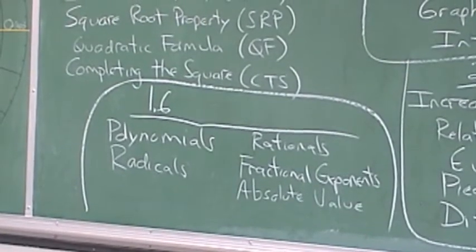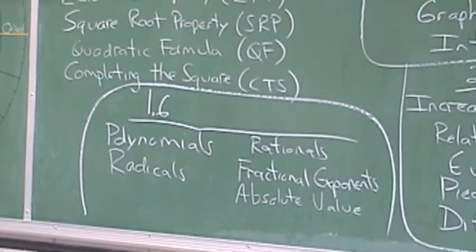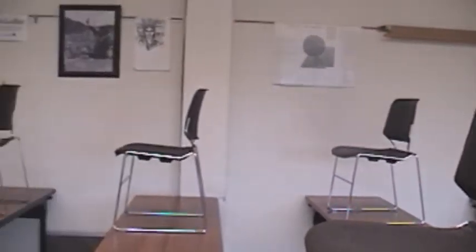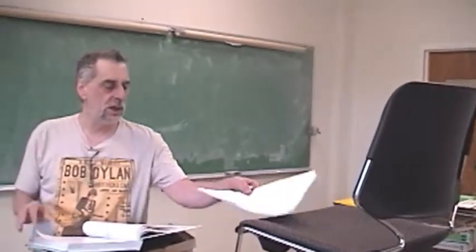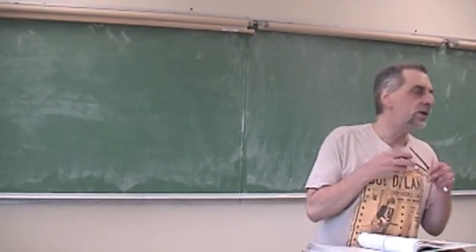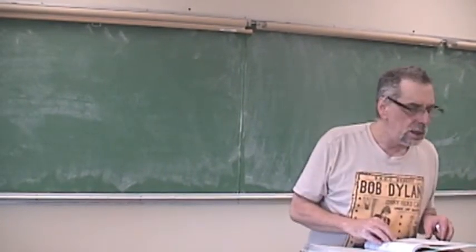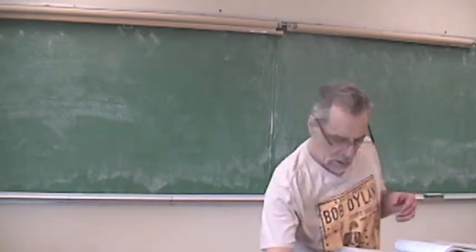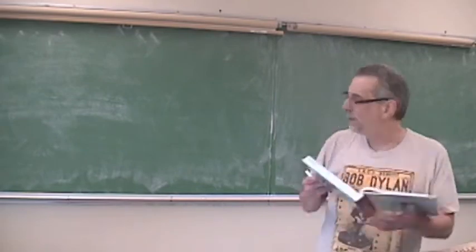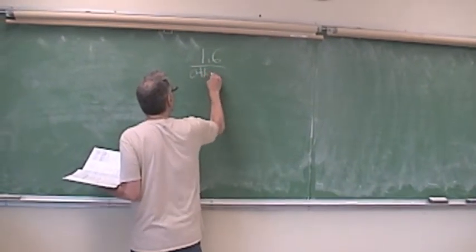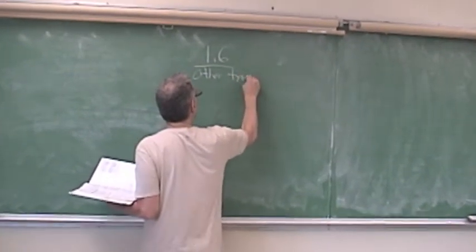You know, 1.6 is next, which are other types of equations. So other, and you can see the types we're going to go through here in 1.6. So I'm just going to do an example of each one of those so that you can be familiar with what we're talking about. So polynomials first. Let's look at number 4 on page 178. So this is now section 1.6, other types of equations.